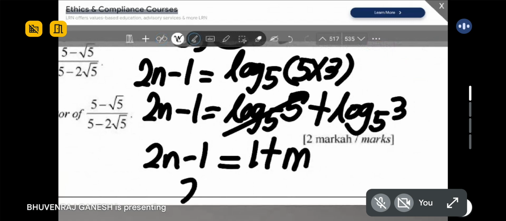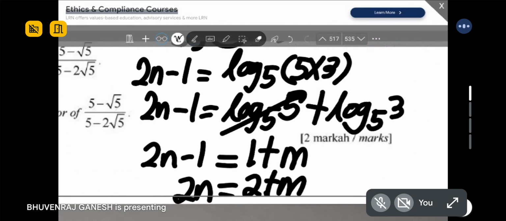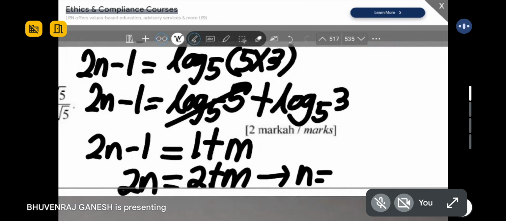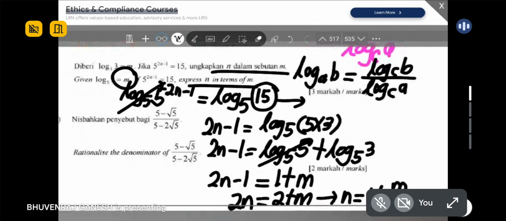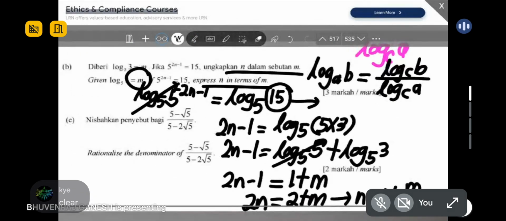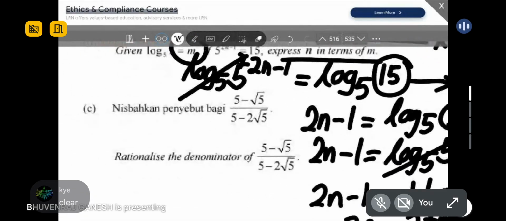Ungkapkan n dalam sebutan m. So your answer will get something like this. Okay, so n is equal to 1 plus m over 2. Okay, are you guys clear? Jelas how you solve this question? Simple or not? Simple, right? Quite clear lah. Okay, all right, next one.